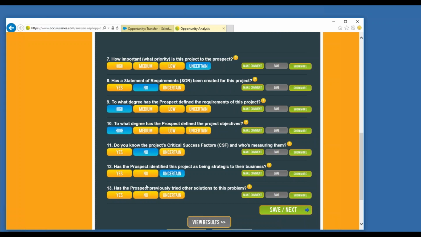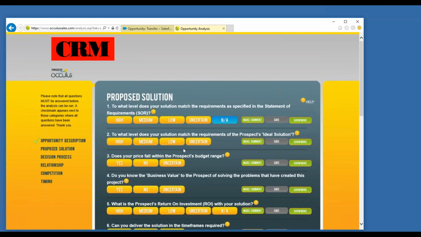Has the prospect tried other solutions to this problem? I don't know. I really don't know that one. So here we are on the proposed solution, and you'll notice that in question 1, we have an NA, because they haven't issued a statement of requirements yet, and I answered no to that. But they have told me what they're looking for, and I believe that what we can offer in terms of the solution is a very, very high quality fit for their ideal solution.